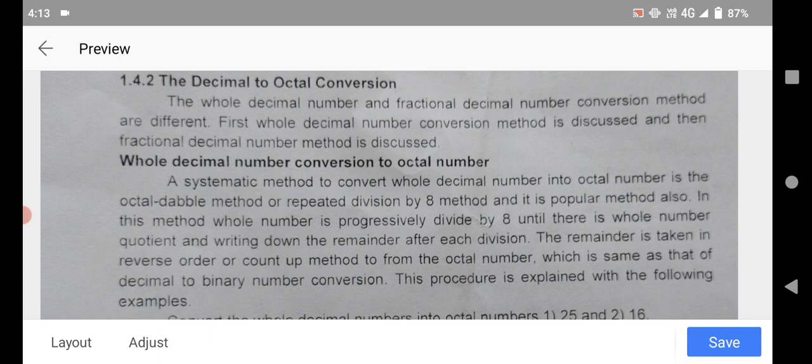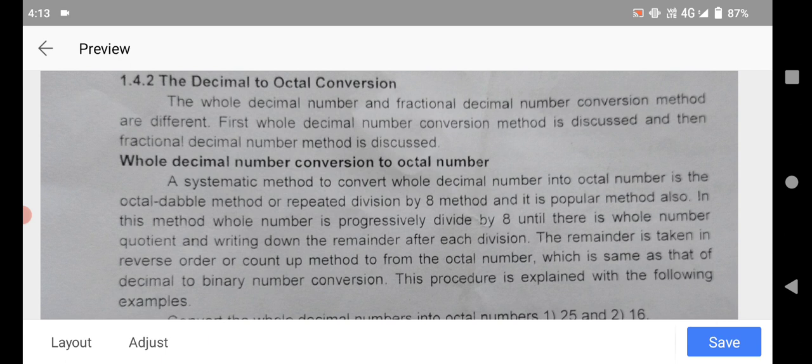Okay, we will see them one by one. First we will see the whole decimal number conversion to the octal number, then the fractional decimal number method of conversion to the octal number system. First we see the whole decimal number conversion to octal number.